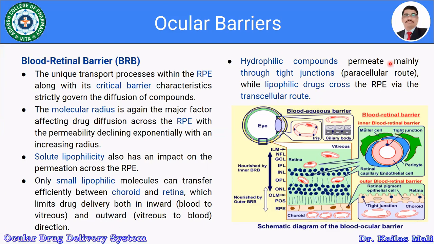Hydrophilic compounds permeate mainly through the tight junction. So these are the tight junctions, that is the paracellular route, while lipophilic drugs cross the RPE via the transcellular route. So this is the RPE, and hydrophilic drugs move through this tight junction, whereas lipophilic drugs move by the transcellular route.